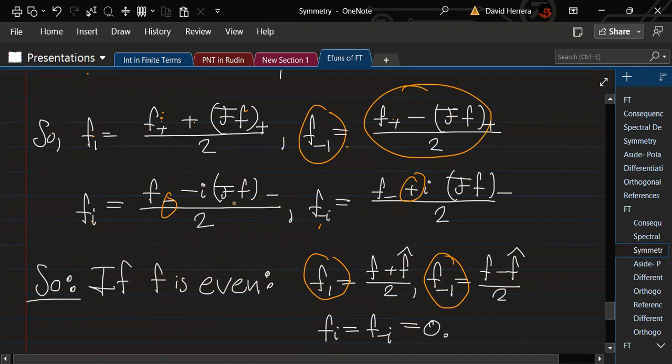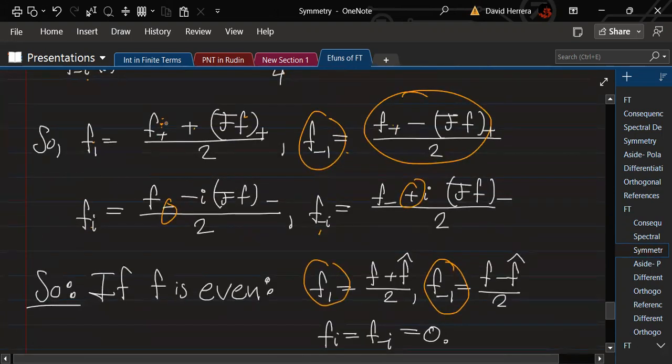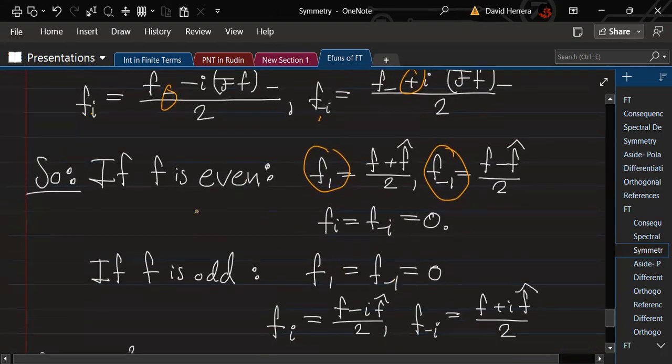The same thing with this Fourier transform. The same thing with these two. So f_i and f_negative i are 0. So if f is odd, the exact opposite happens. If odd, these parts are all 0, so they all vanish. So f_1 and f_negative 1 are 0.